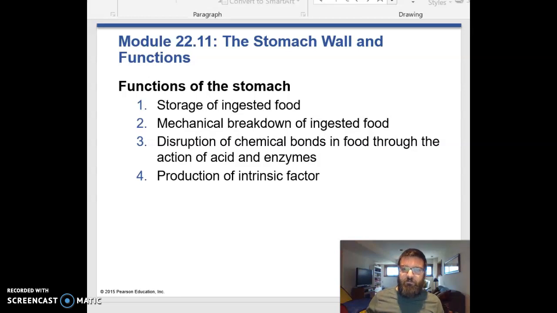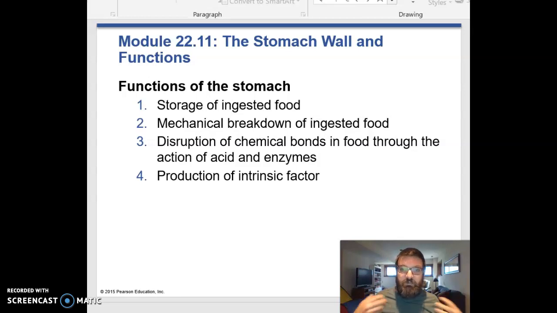A fourth and lesser known function of the stomach, but very, very important, is the production of intrinsic factor. Intrinsic factor is not produced anywhere else in your body, and without it, you cannot survive. Intrinsic factor is necessary for the effective absorption of vitamin B12. And vitamin B12 is necessary for a number of things, including the production of red blood cells, necessary for life, right?